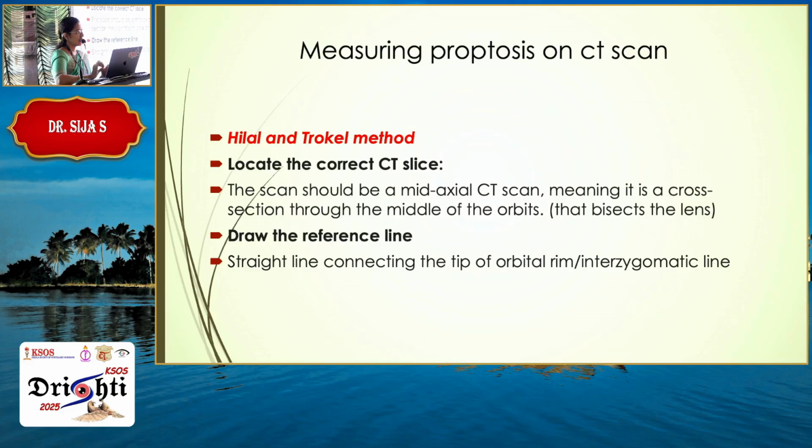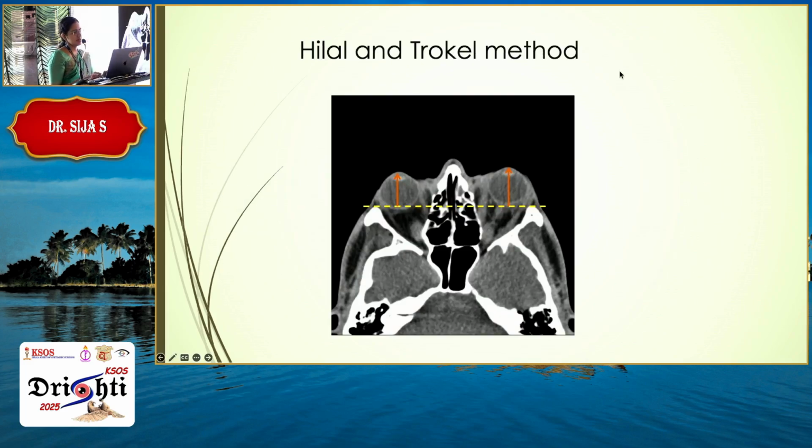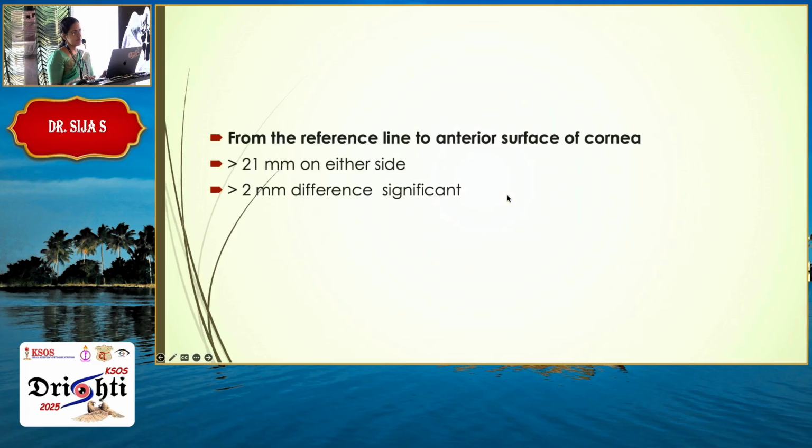Now draw the reference line. It's a straight line connecting the tips of the orbital rims, the interzygomatic line. So this yellow dotted line is the reference line. From that reference line, two perpendicular lines are drawn towards the apex of the cornea, the anterior-most part of the cornea, and this gives the value. If it is more than 21 millimeter on either side, or if there is more than 2 millimeter difference, it is significant.